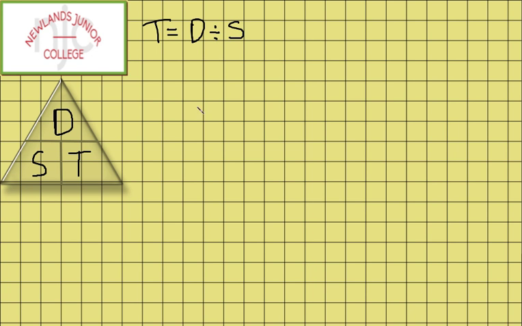Remember, there's a separate video specifically on how to use the speed, distance, time triangle if you need a wee bit of revision. Okay, let's look at our first example. A train travels 240 kilometres at a speed of 40 kilometres per hour. How long does it take to cover the distance?